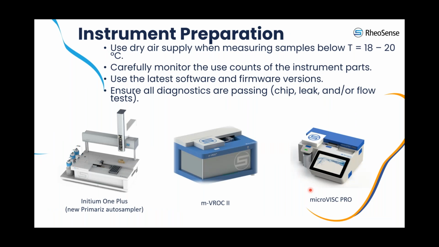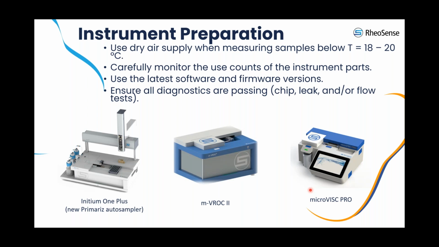Let's now cover some essential instrument preparation tips before you begin your measurements. We have 3 viscometers available: the fully automated Initium 1 Plus, the semi-automated Enviroc-2, and the portable MicroVisc Pro. When using any of these instruments, especially for measurements at temperatures below 18 degrees C, it's important to use a dry air supply. This can be easily connected to the instrument to prevent condensation. Without this, condensation can negatively impact the electronic components of the chip.